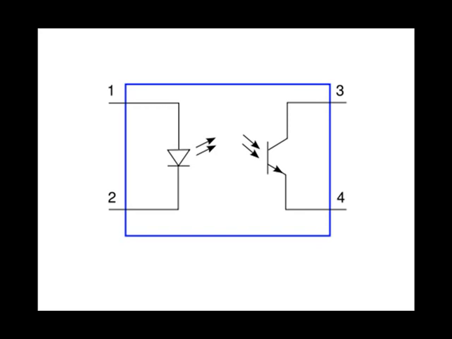A dielectric, or the plastic in between the LED and the phototransistor that separates the diode and the transistor, isolates the two electrical environments. In other words, it isolates the electrical environment of terminals 1 and 2 from that of terminals 3 and 4. A possible isolation rating is 600 volts AC between those two components, or between the two electrical environments represented by pins 1, 2 and pins 3, 4.